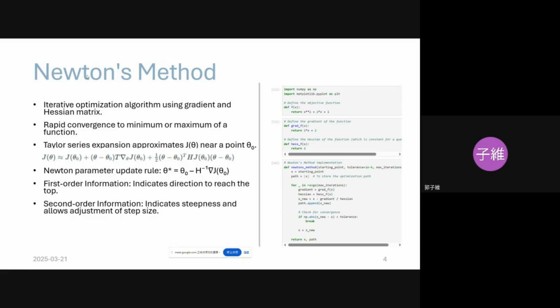Now, the first order differentiation indicates the direction to reach the top, while the second order indicates the steepness, the curvature information that allows adjustments of step size. And here's a code snippet of the implementation.